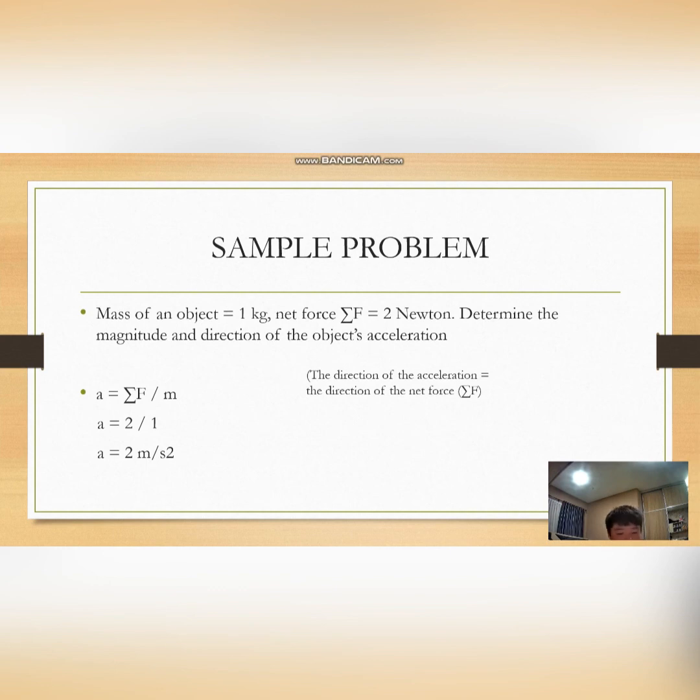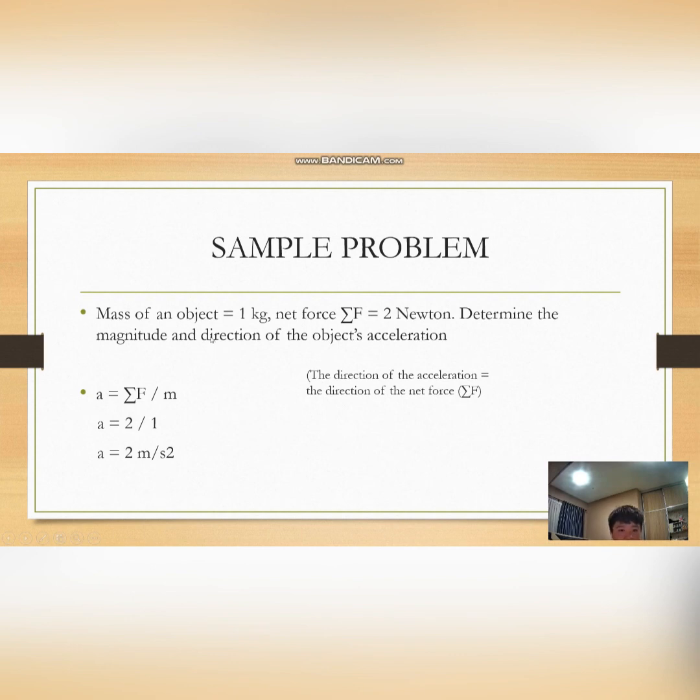These are the sample problem number 3. The mass of the object is 1 kg. The net force ΣF equals 2 Newton. Determine the magnitude and direction of the object's acceleration. First of all, we write again the formula: A equals ΣF divided by mass. ΣF we got 2 Newton, we write down here 2, and the mass is 1. And the acceleration we get is 2 meters per second squared.